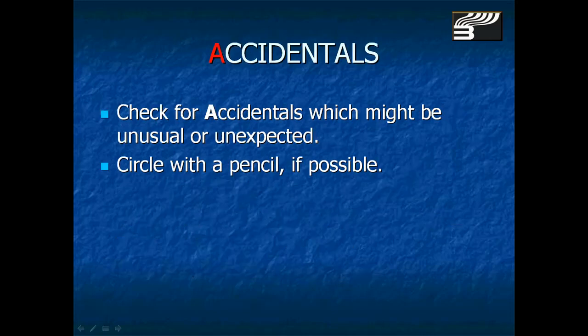Next, we look for accidentals, which are outside the key signature already identified, and circle them or make a mental note.